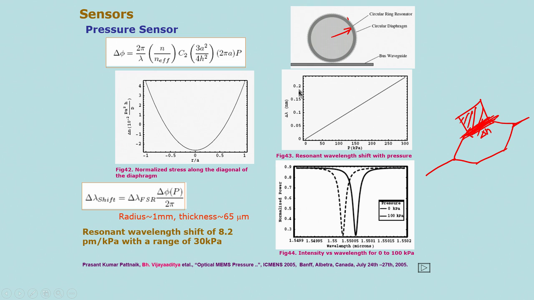You have delta lambda of the order of a fraction of a nanometer, that is possible for pressures in the range of several hundreds of kilopascals. The wave shift is given by the free spectral range, and delta phi is a function of p, and typical radii are of the order of a millimeter, quite large, and thickness of the order of 6. This is a design which is designed for this range of pressure applications. So, the resonant wavelength shifts are of the order of 8 picometers per kilopascal with a range of 30 kilopascals.